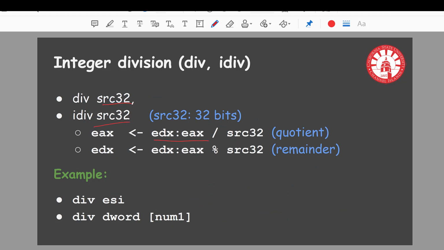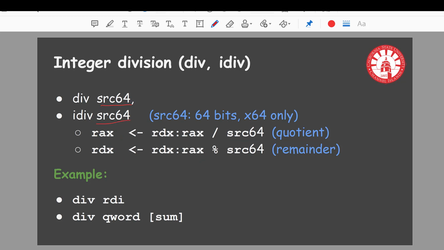For 32-bit, the same, just follow this. In this case, the register EDX concatenated with EAX is going to be divided by source 32. And again, the result is going to be stored with the remainder in the EDX register and the quotient in the EAX register. Just follow this example as the previous slide, and then we move to the next slide.